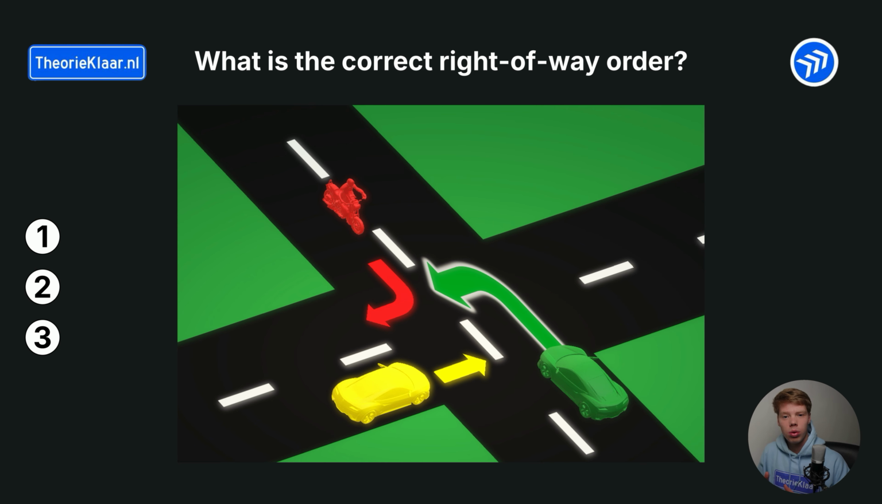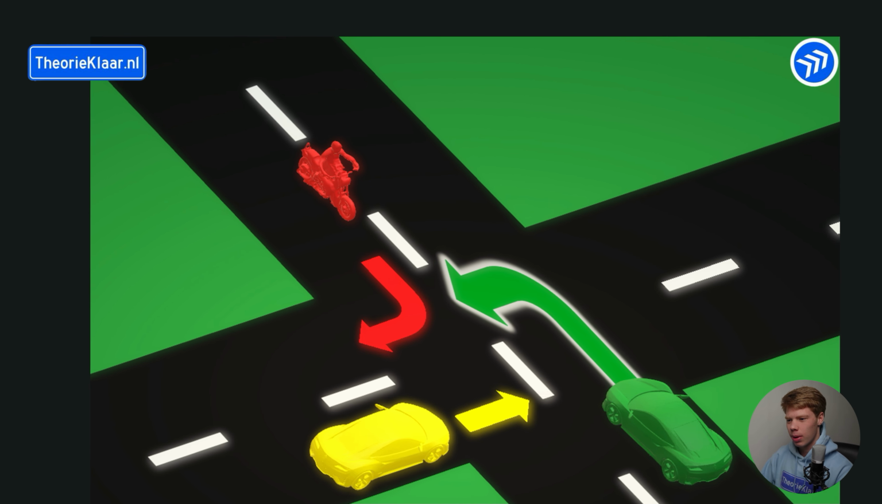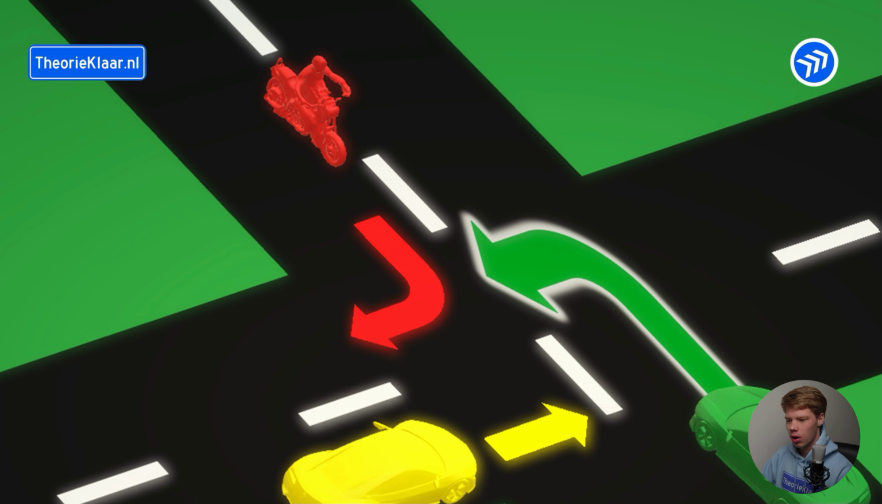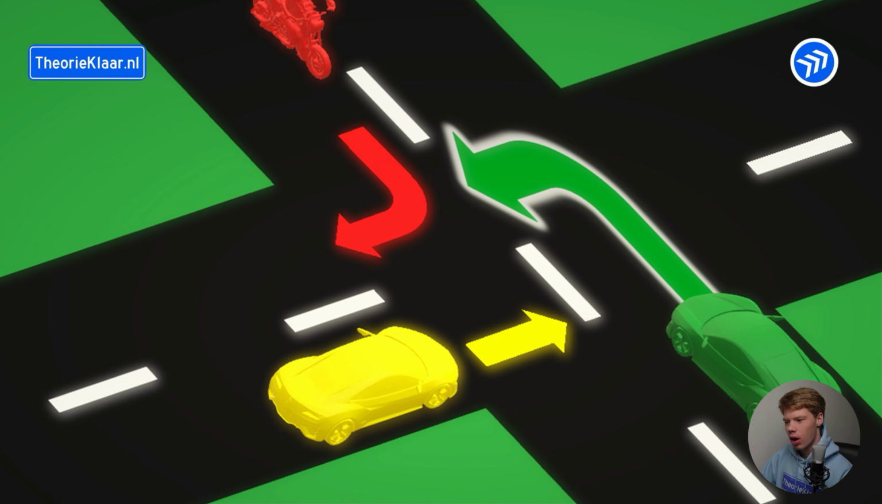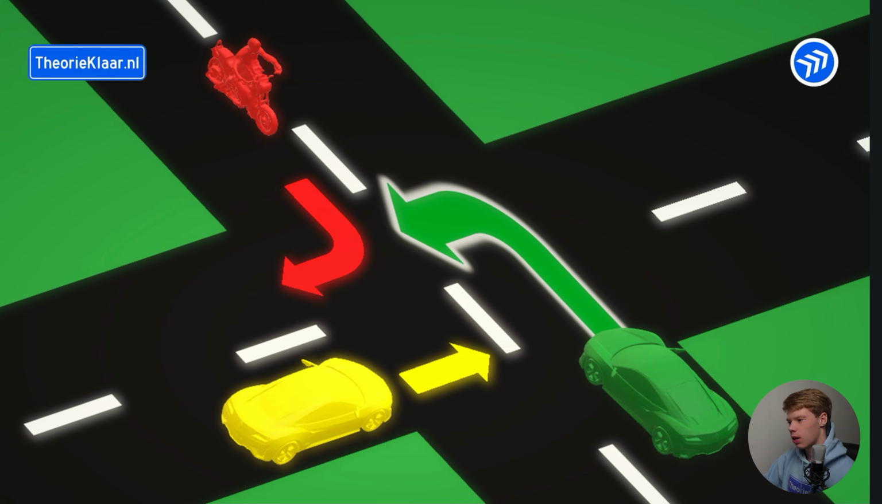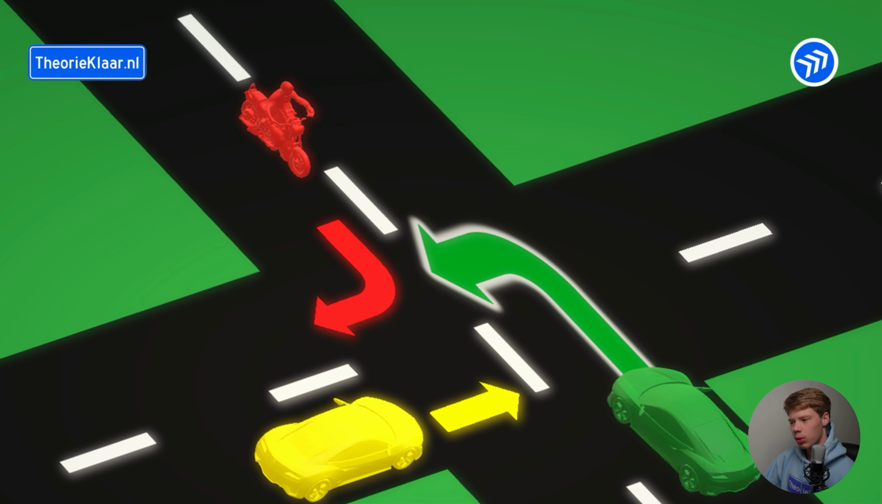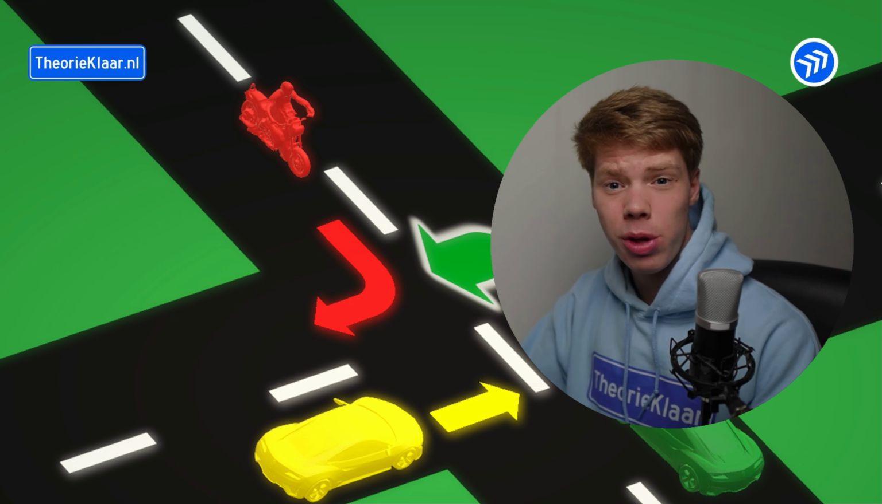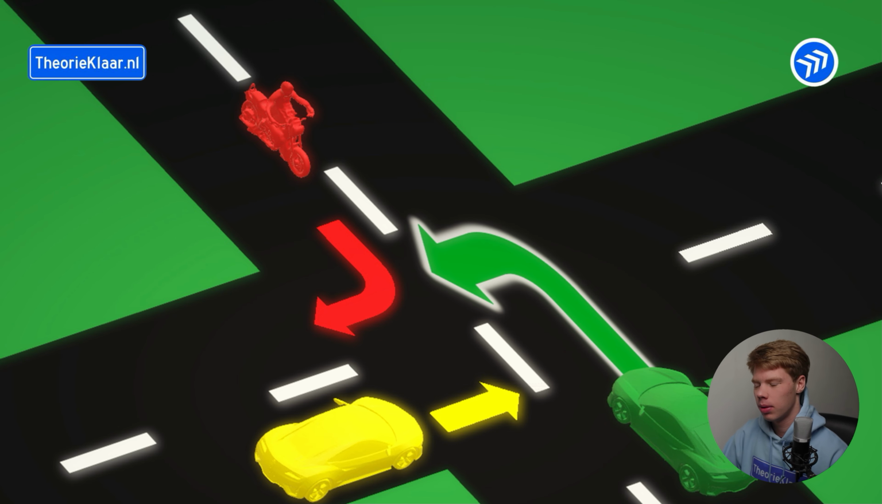So this is an equal priority intersection, and on an equal priority intersection you need to give right of way to drivers coming from the right. So the red motorcycle has the yellow car coming from the right, and the yellow car has the green car coming from the right. In front of the red motorcycle comes the yellow car from the right. But when the red motorcycle turns, the red motorcycle does not hinder the yellow car. So both can pass at the same time.